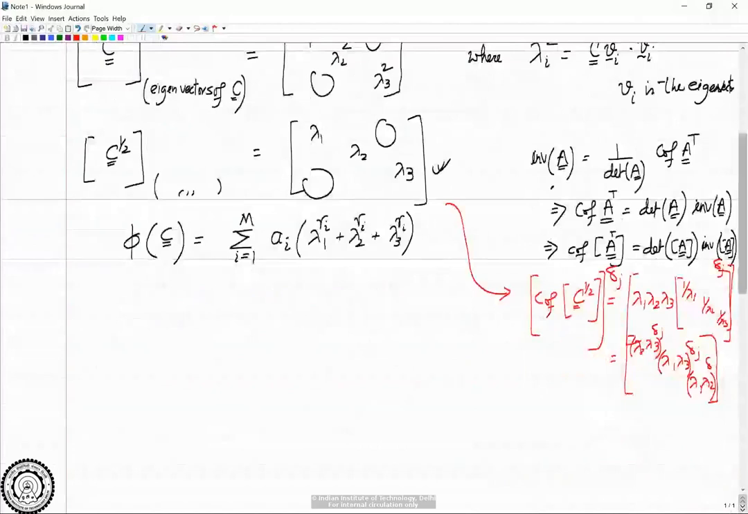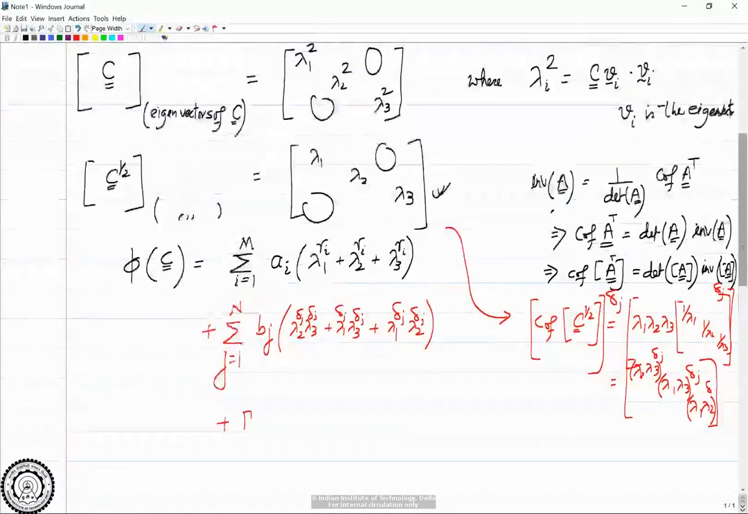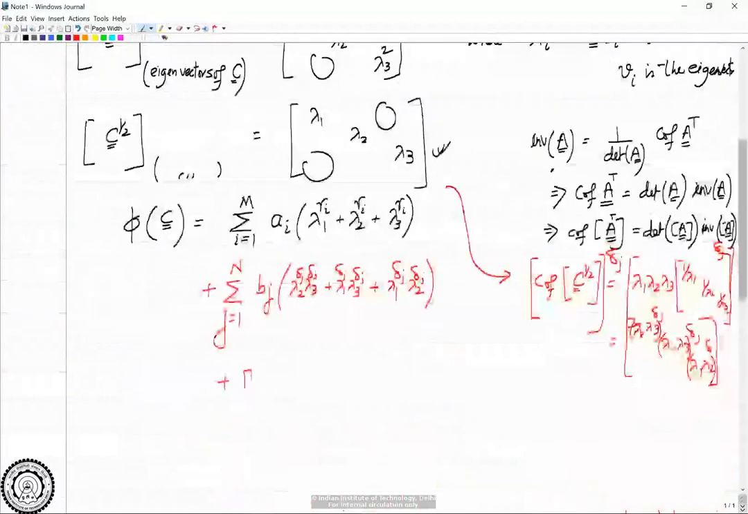So you sum the diagonals. So the second entry here is going to be summation J equal to 1 to N, and you have b_j into lambda 2 lambda 3 to the power delta j, plus lambda 1 lambda 3 to the power delta j, plus lambda 1 to the power delta j... lambda 1 lambda 2 to the power delta j. Okay, so that's the second entry. And finally, what's the last entry? It is gamma, a function gamma depending on determinant of C to the power half, which is simply the product of the diagonals, that is lambda 1, lambda 2, lambda 3. Okay, so this is that function.